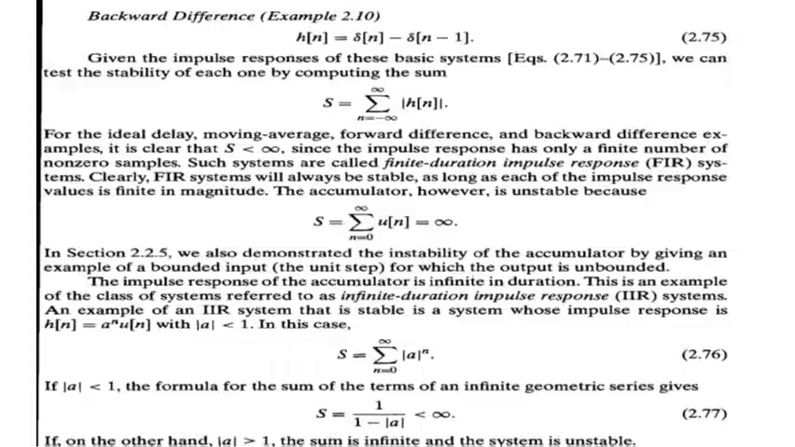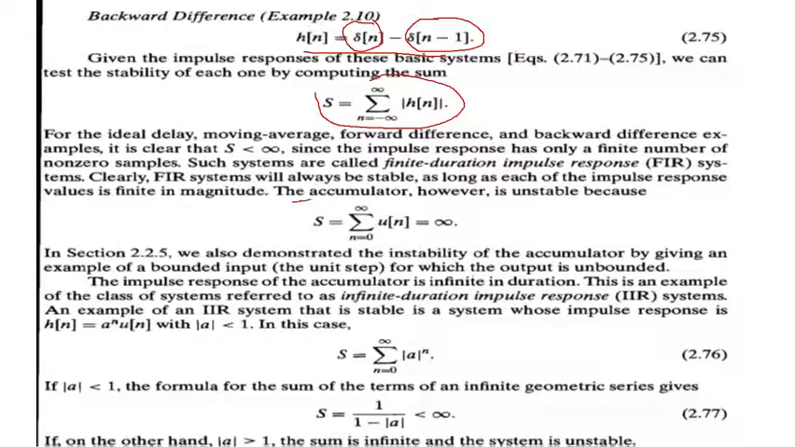Again, you can see here this is our backward system: current minus previous. You can also draw this. And here we are talking about the stability of the impulse response.